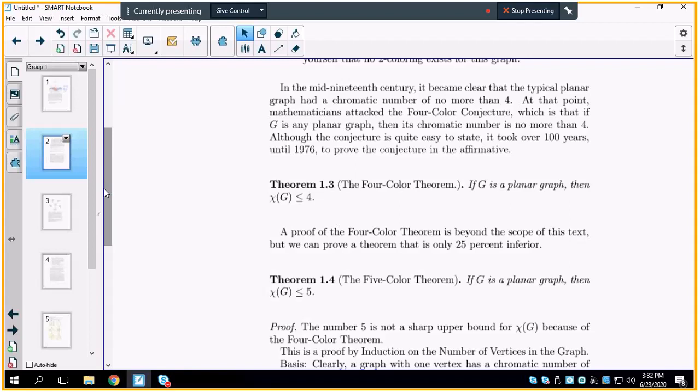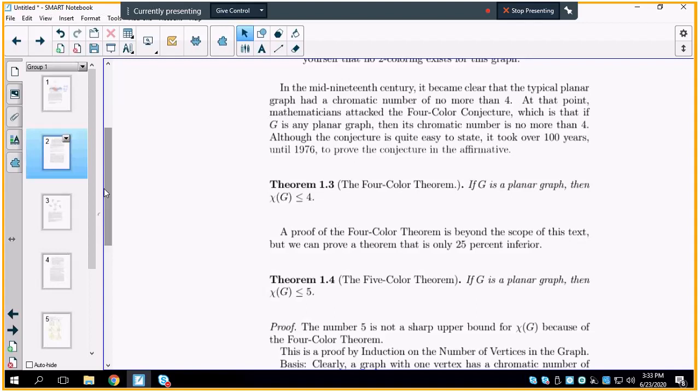Not only different colors, but also just assigning different parts of the graph to different colors. Now, in the mid-19th century, it became clear to people who were studying these things that a typical planar graph will have a chromatic number of no more than 4. At that point it was a conjecture, the 4-color conjecture, that a planar graph would have a chromatic number of no more than 4. It took almost 100 years to prove this seemingly simple conjecture, but it was proved in 1976. So we now have the 4-color theorem.